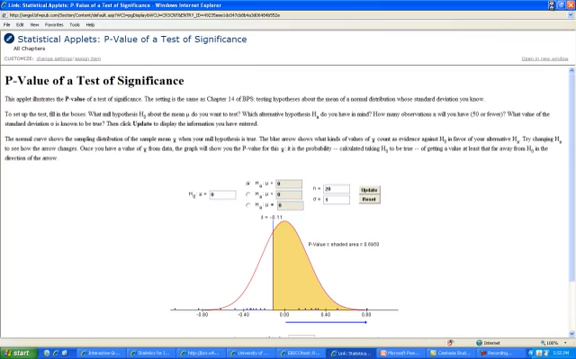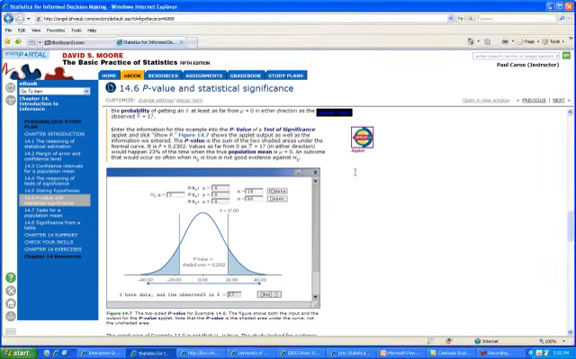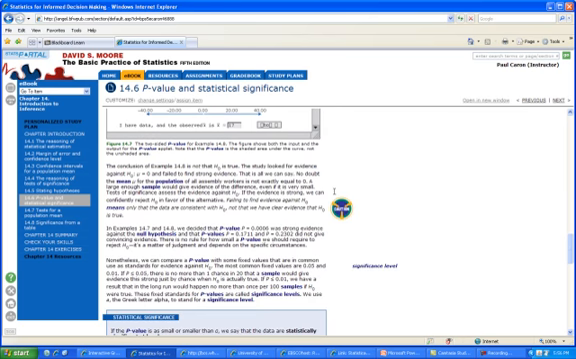So I would urge you to look at this applet, which can be found on the same page that you sign up for the quizzes. And that is it. If you have any questions, don't hesitate to ask me. And take your time with this chapter, as I've said before.